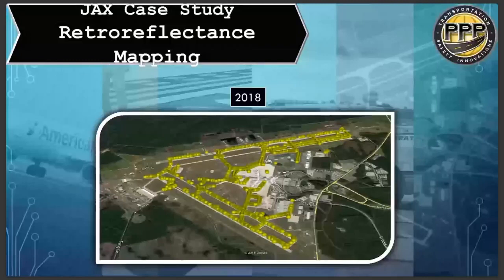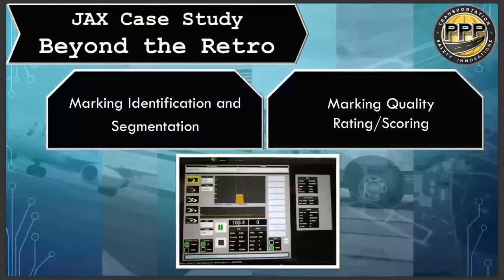What we wanted to do was talk about 2017, when we did a retroreflectivity assessment. And that's pretty much all we did. We just went in and looked at the retro. In 2018, after spending time in the airfield environment and being able to relate it to the highway environment, we were able to identify that, as you saw in the visibility factors shared with you early on, there's a lot more to visibility of a marking than just its retroreflectivity. It is its color, its uniformity, its contrast, and so forth.